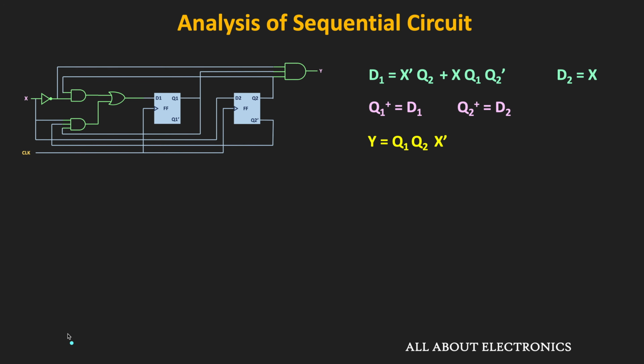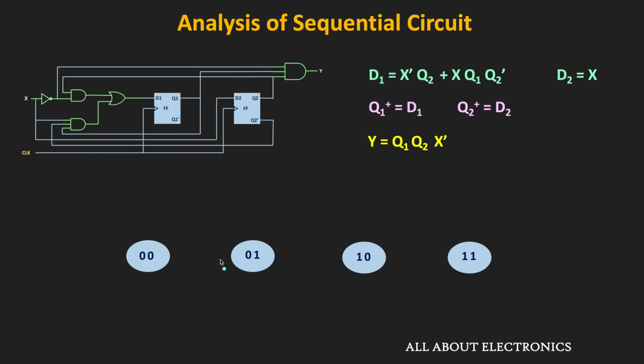So first, since the sequential circuit has 2 flip-flops, so it will have total 4 states. So here, these 4 states are represented with the 2 bits, where the first bit represents the D1, while the second bit represents the D2. So initially, let us assume that the circuit is in a 0-0 state. That means here, both Q1 and Q2 are equal to 0-0.